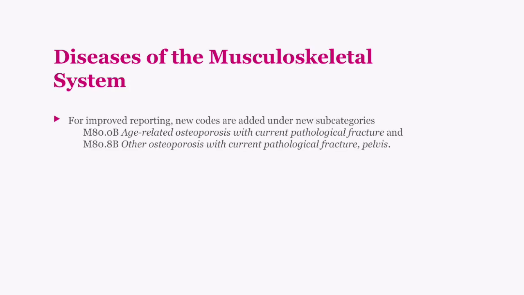Diseases of the musculoskeletal system. For improved reporting, new codes are added under new subcategories: M80.0b age-related osteoporosis with current pathological fracture and M80.8b other osteoporosis with current pathological fracture, pelvis.